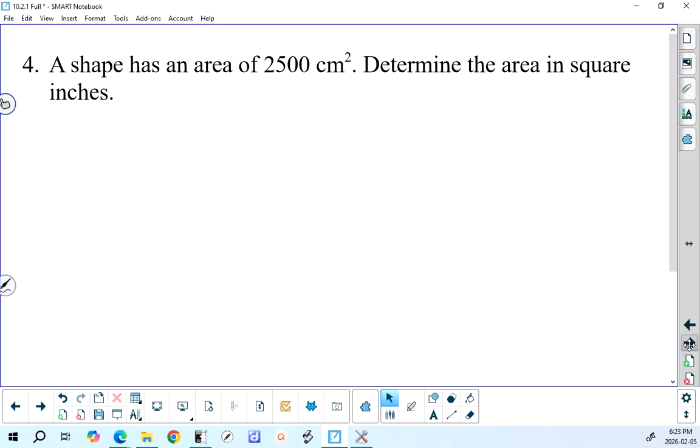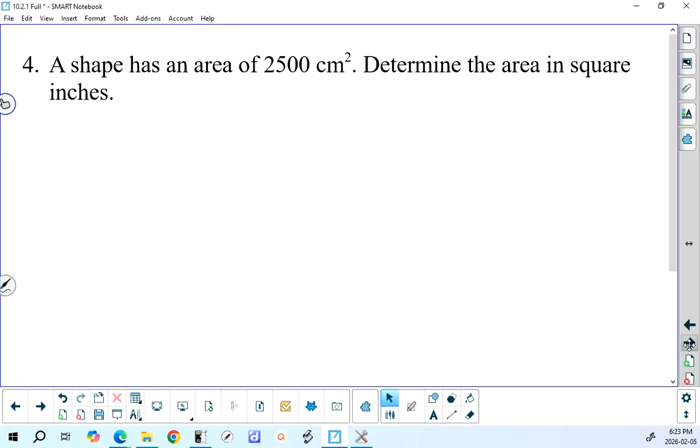So we have some shape, and you don't know what the shape is. Its area is 2,500 square centimeters. What is that in square inches? There is a complicated way to do this, which I am not even going to show you. My experience has been that when I explain the traditional approach to students, some students get it, but most students don't, and they're not very successful at it. So I'm going to tell you a different way to do it.